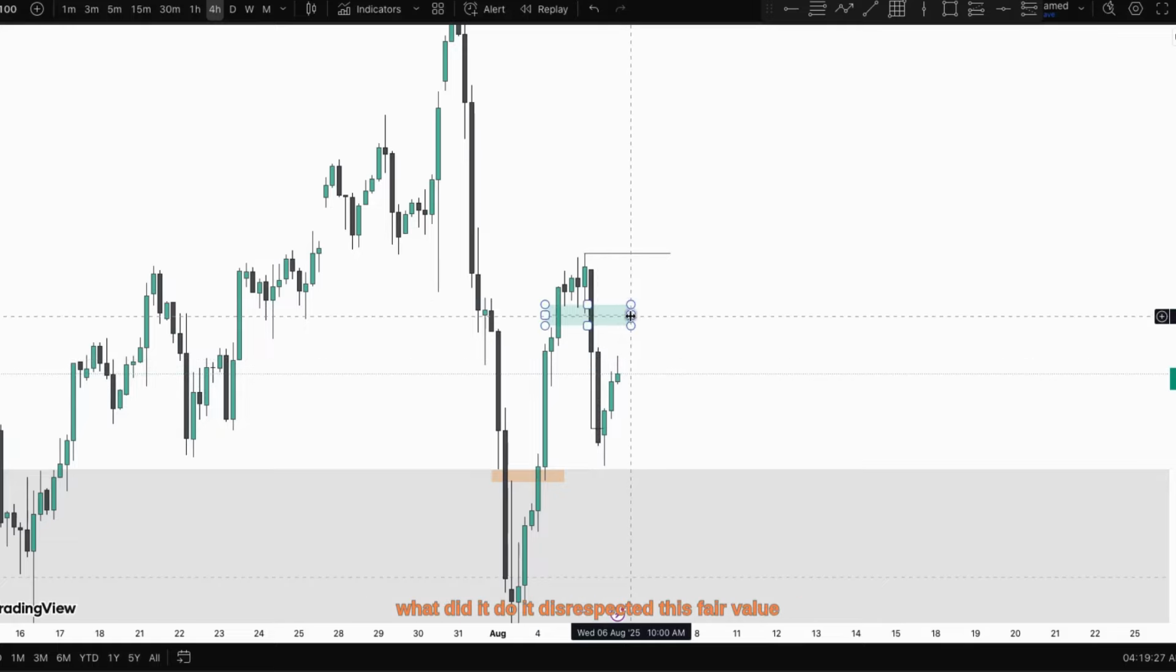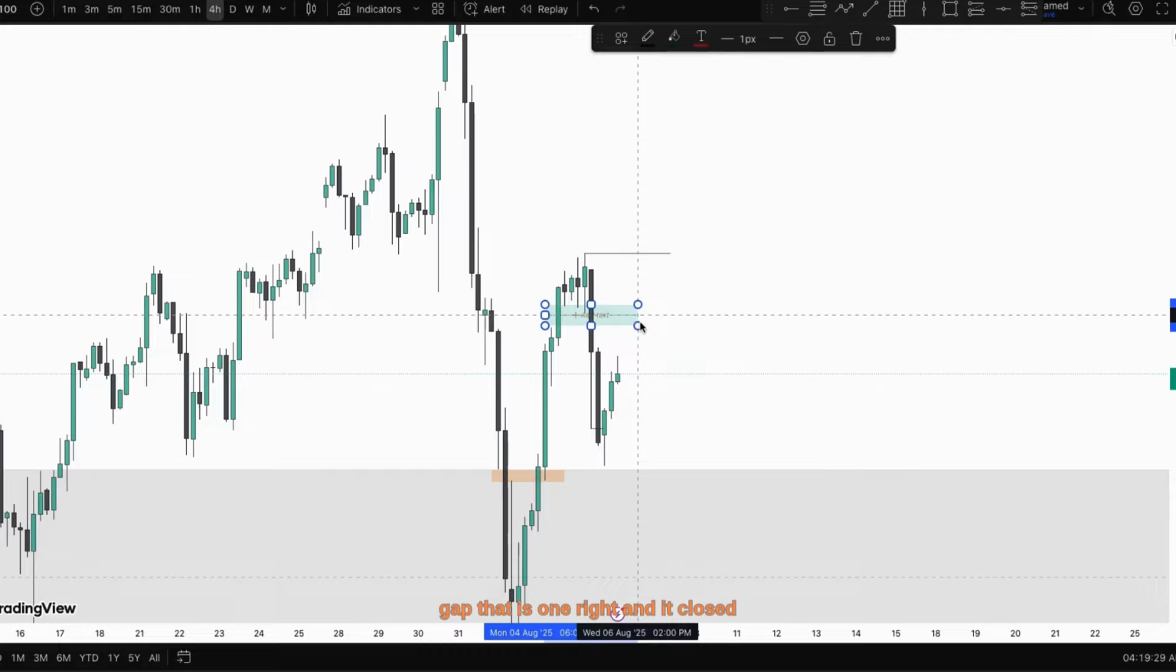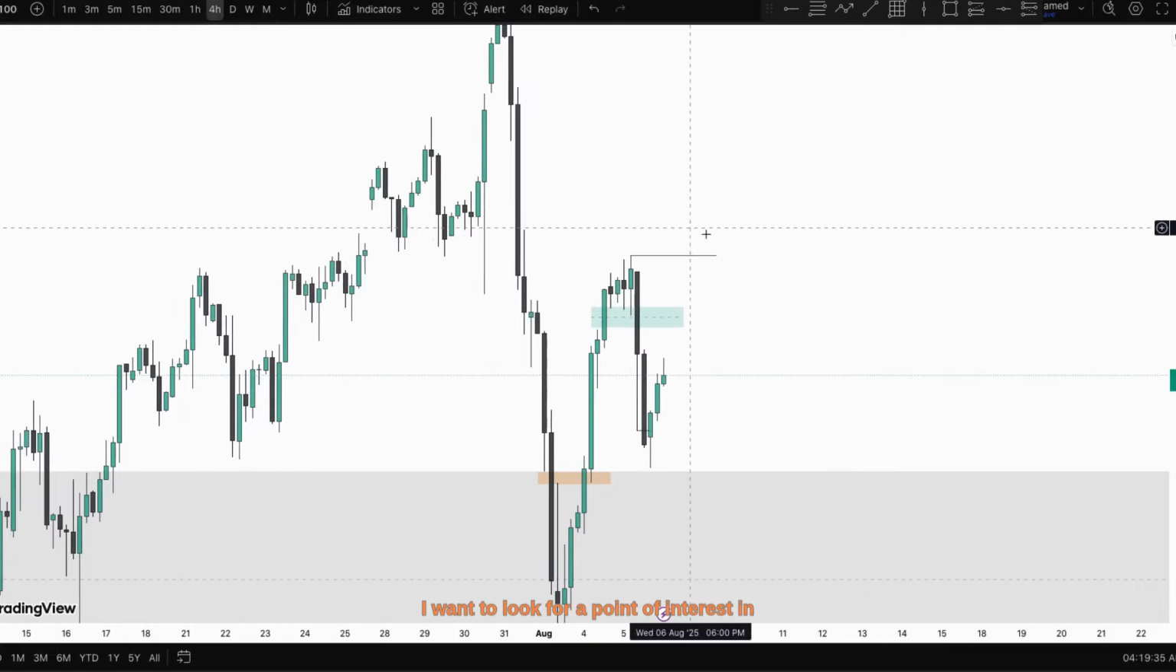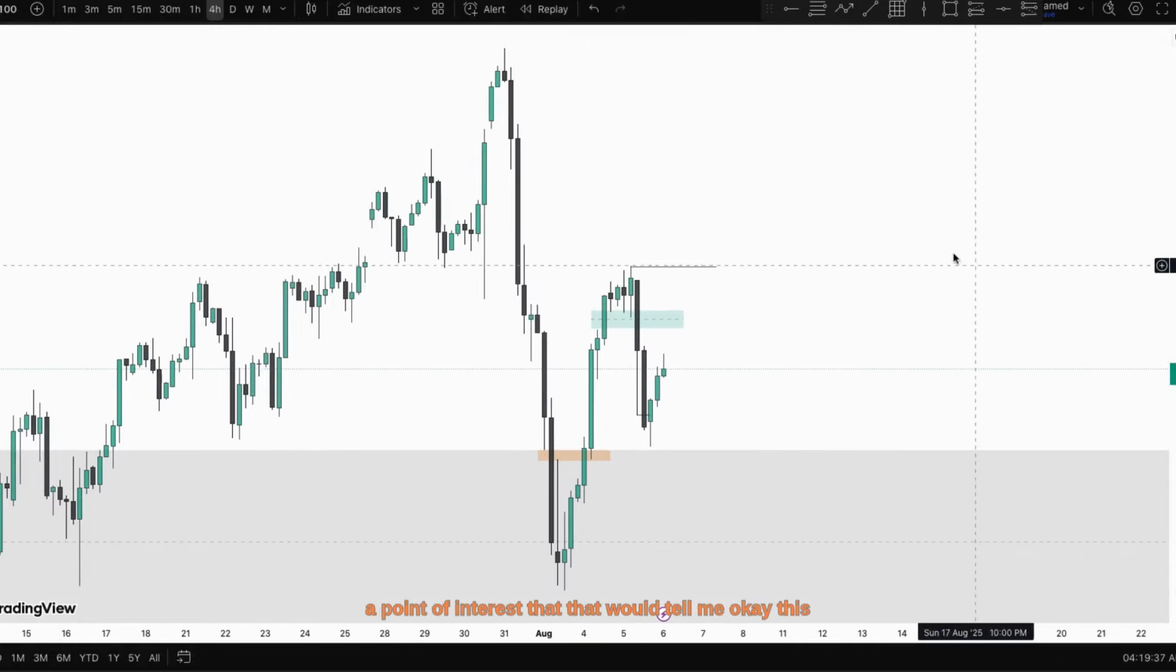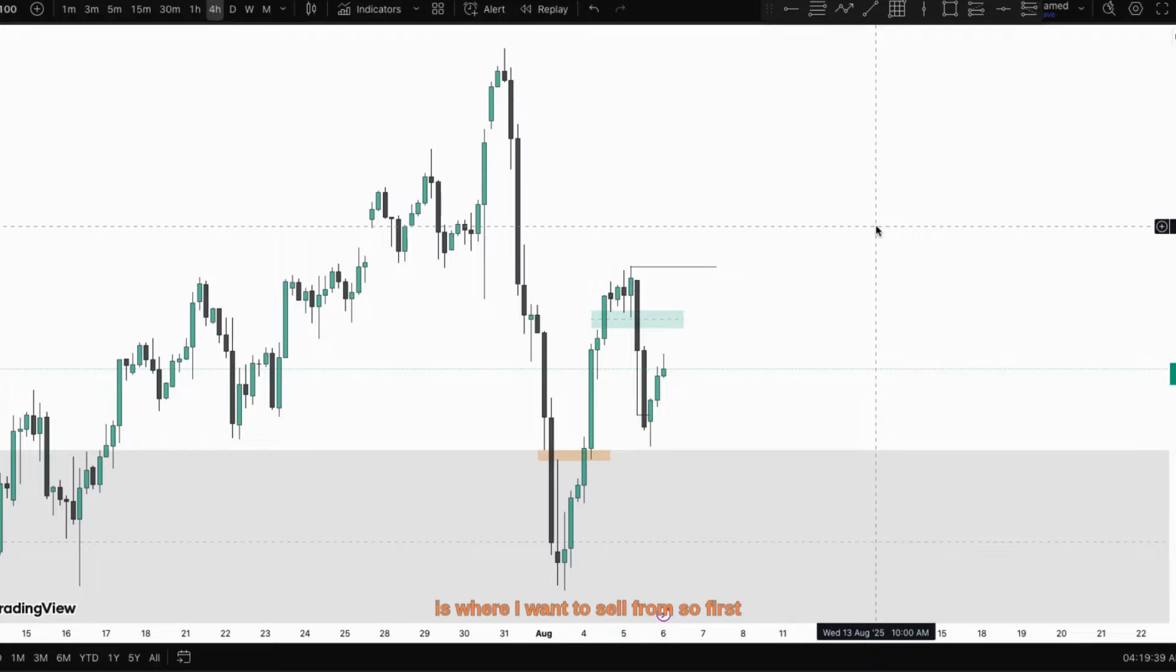What did it do? It disrespected this fair value gap. That is 1, right? And it closed bearish. That is 2. Then what do I have to do now? I want to look for a point of interest, a point of interest that would tell me, okay, this is where I want to sell from.